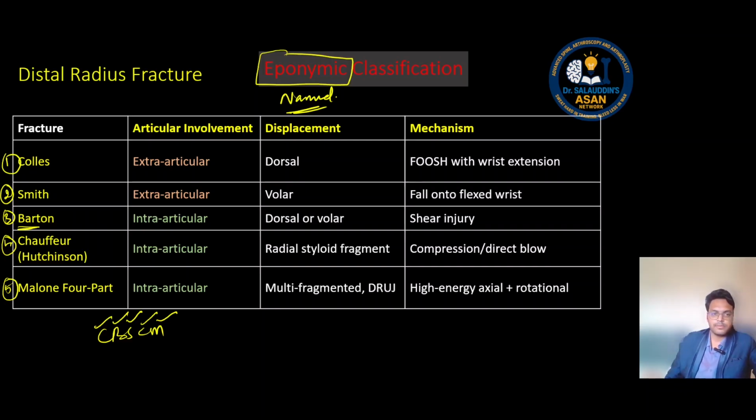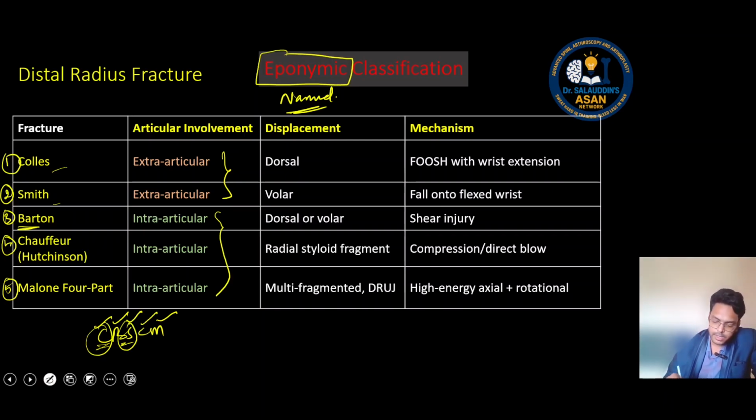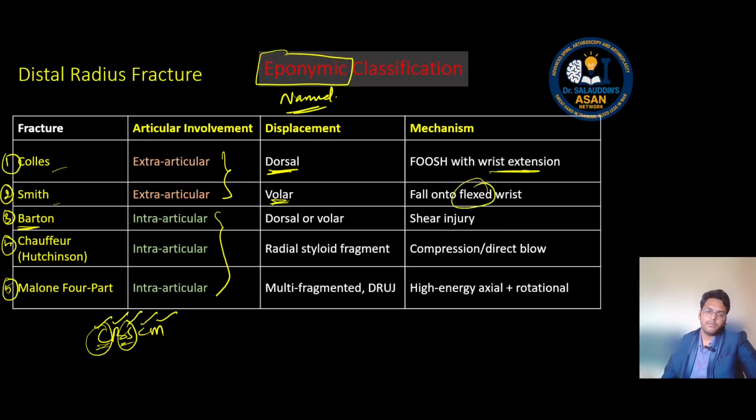Okay. Colles and Smith, these 2 fractures are extra-articular and the remaining all are intra-articular fractures. So Colles, the displacement of the fracture is dorsal side. In the Smith, the displacement of the fracture is volar side. What is the mechanism for Colles? It is fall on outstretched hand with wrist extension. If you keep it flexed, then the fracture will go volar side. It is Smith fracture. Wrist extension, fall on outstretched hand, it is Colles fracture.